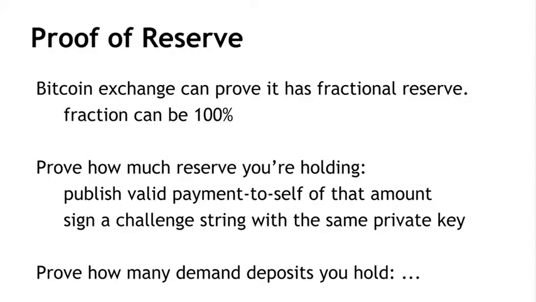So the first piece is to prove how much reserve you have, and the second piece is to prove how many demand deposits the group holds. And if you can prove those two things, then somebody can simply divide those two numbers, and that's what your fractional reserve is. One more thing to note before we go on and talk about how you prove how many demand deposits you hold, that's the tricky part, is that in proving how much reserve you're holding, you could underclaim. That is, the organization might have 150,000 bitcoins, but choose to make a payment to self of only 100,000. And so this proof of reserve doesn't prove that this is all you have, but it proves that you have at least that much.